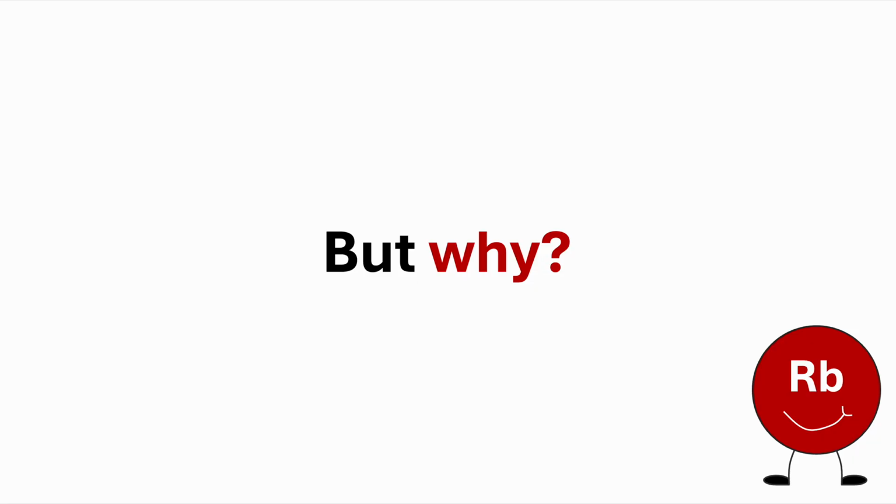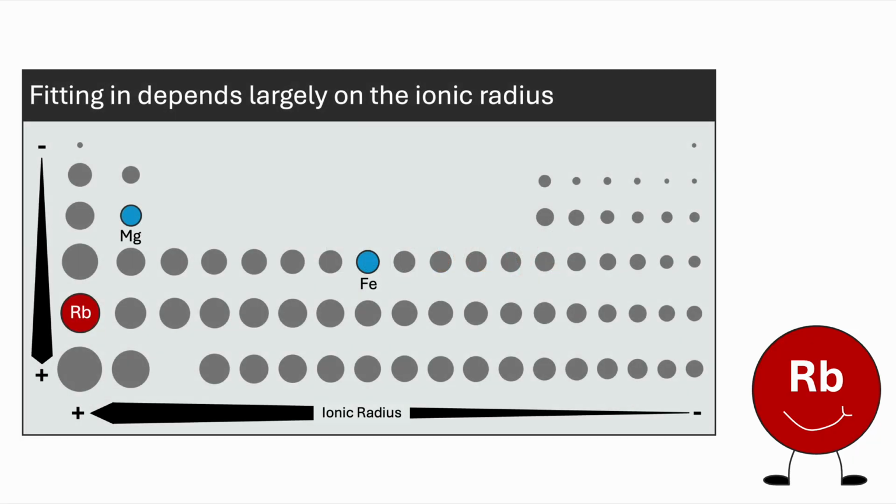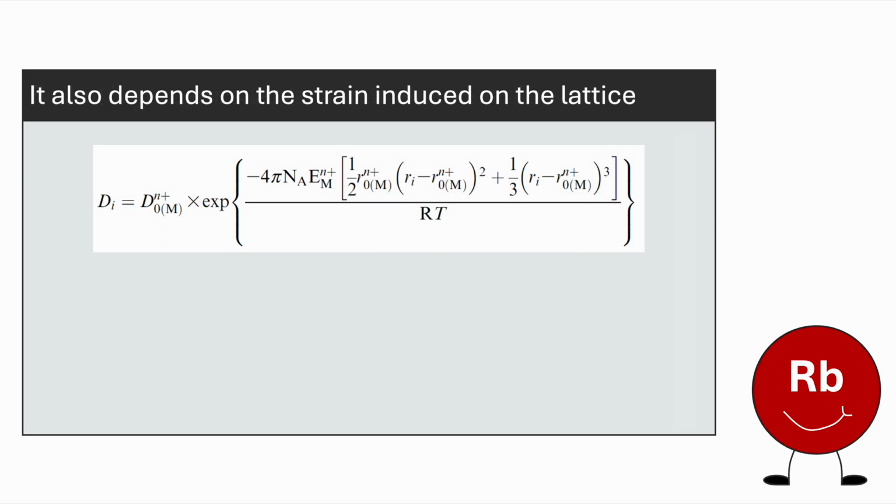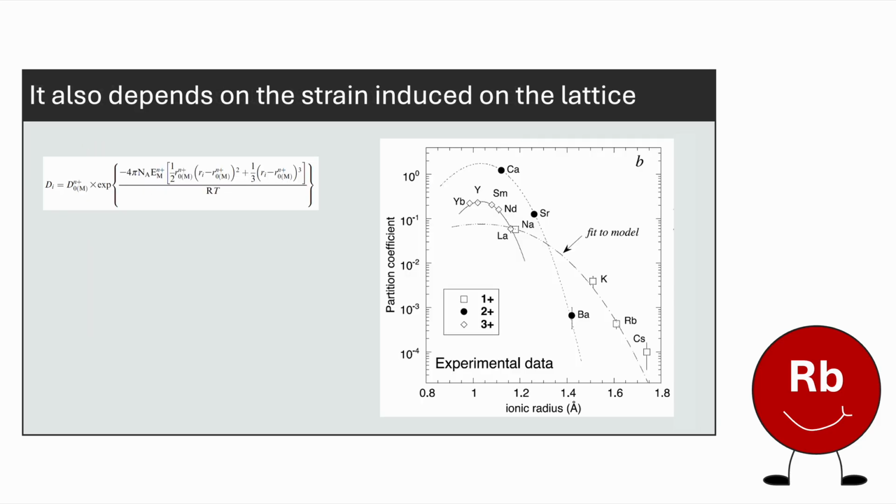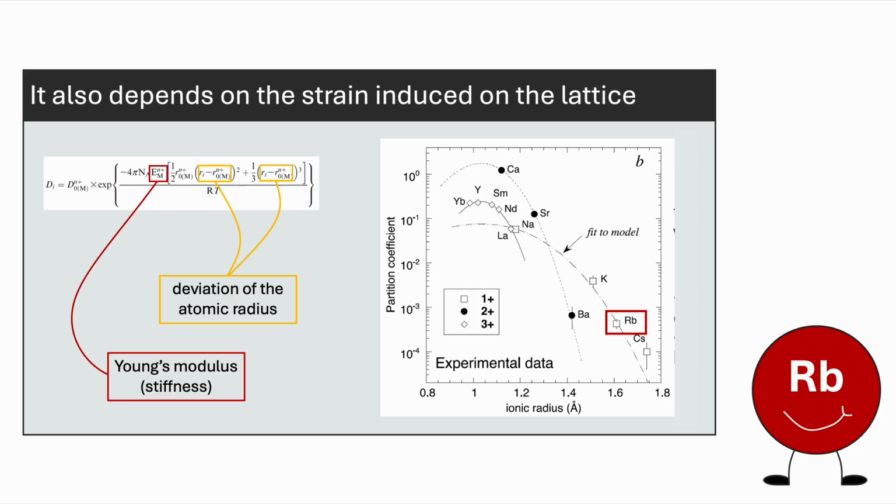But why? Well, for starters, rubidium is pretty large. This means it needs a lot of space in a mineral structure to fill up, which is just not available in the magnesium and iron-rich olivine crystal. And secondly, the overall equation guiding whether an element goes into the melt or stays in the solid shows a mutual dependence on the ionic radius and the amount of strain that is exerted by this radius shift on the crystal lattice, as shown by Young's modulus. These two central characteristics determine how happy a rubidium ion, or any ion, will be within any given mineral structure.